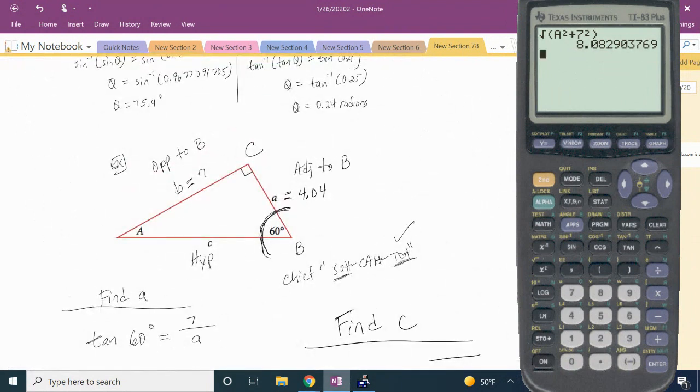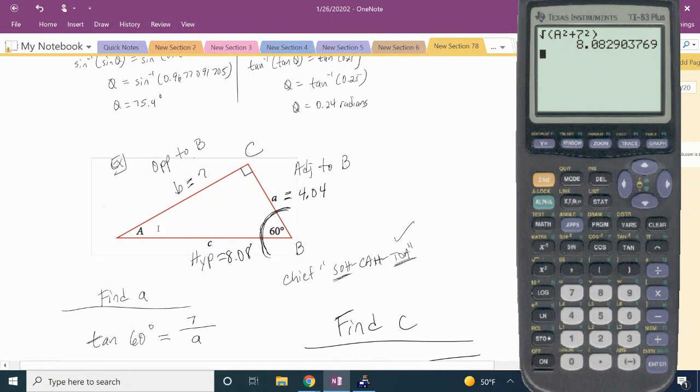All right, so C is 8.08. So now if we check our facts for the right triangle, notice that the hypotenuse must be the longest side in any right triangle. So notice that 8.8 is the longest side. Here's another fact about triangles in general. The biggest angle is opposite the largest side, and the smallest angle is opposite the smallest side.